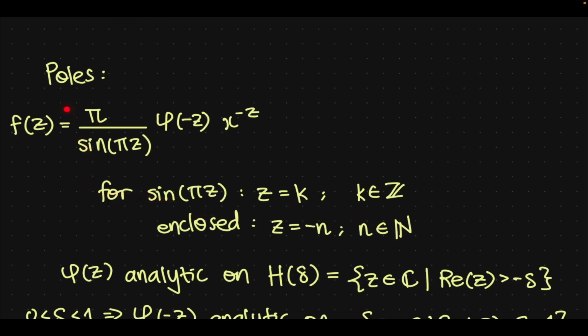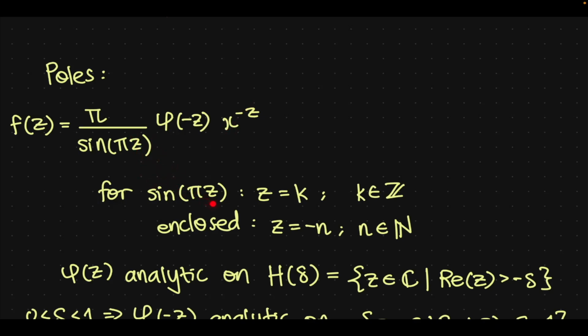So the poles of f of z, which is pi over sine pi z times phi of minus z times x to the minus z. Let's break it down. Let's look at individual functions. Well, we have 1 over x to the z, right? That has poles at z, x. Well, we don't want poles in x. We want poles in z. That really doesn't have any poles. So it's out of the question.